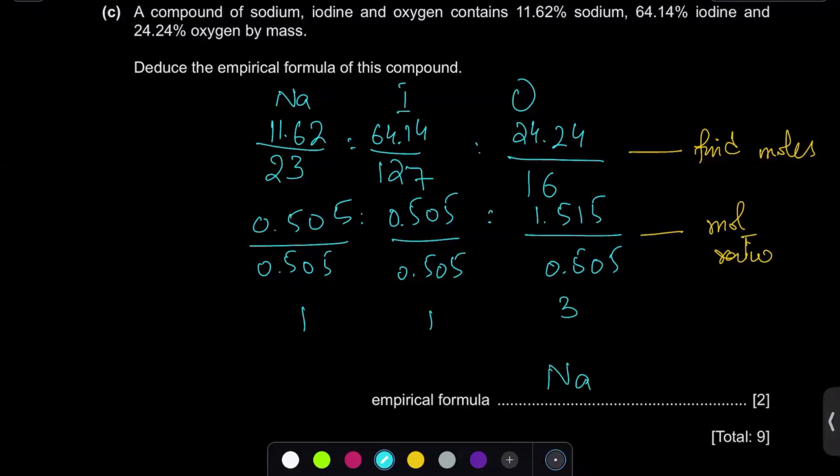So NaIO3. Is this the molecular formula? Maybe, maybe not. How do we know for sure? By knowing the MR. अगर आपको MR पता होगा, then you can find the molecular formula. So sometimes examiner 1 mark का question पूछ लेता है कि what more information you need to find the molecular formula? We need the MR.